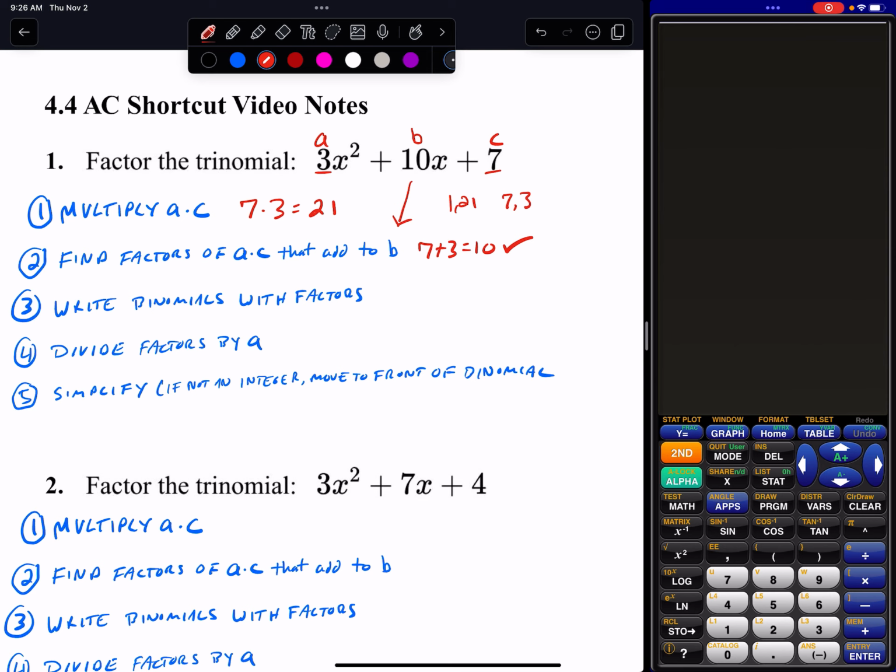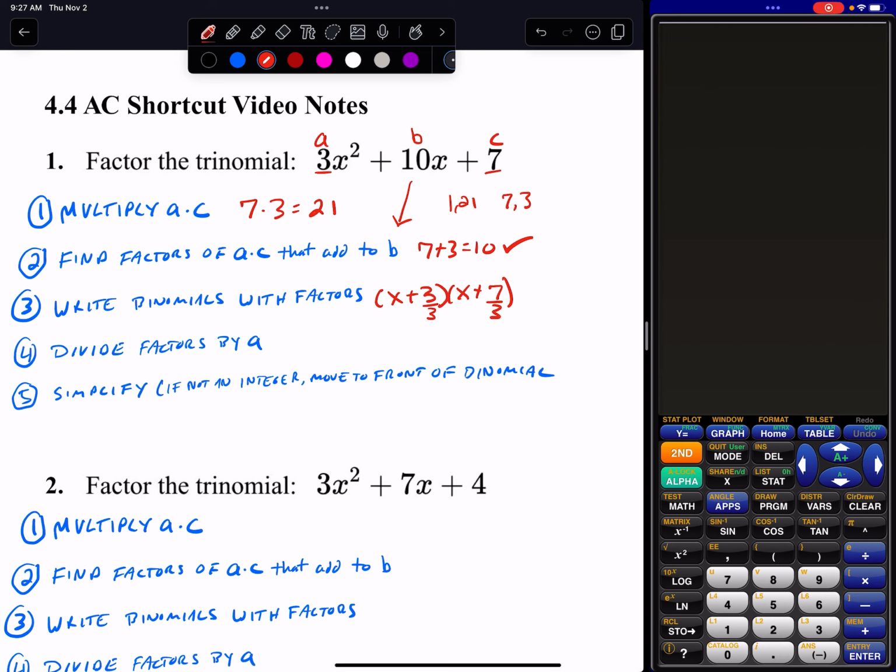Okay, step 3 is write the binomials with the factors that we have. So I'm going to write x plus 3, and then x plus 7. Here it does not matter the order. And step 4 would be divide the factors by A. Okay, so if we divide by the A value, we notice that the A value is 3. So I'm going to divide the factors by 3, and I'm going to divide by 3.